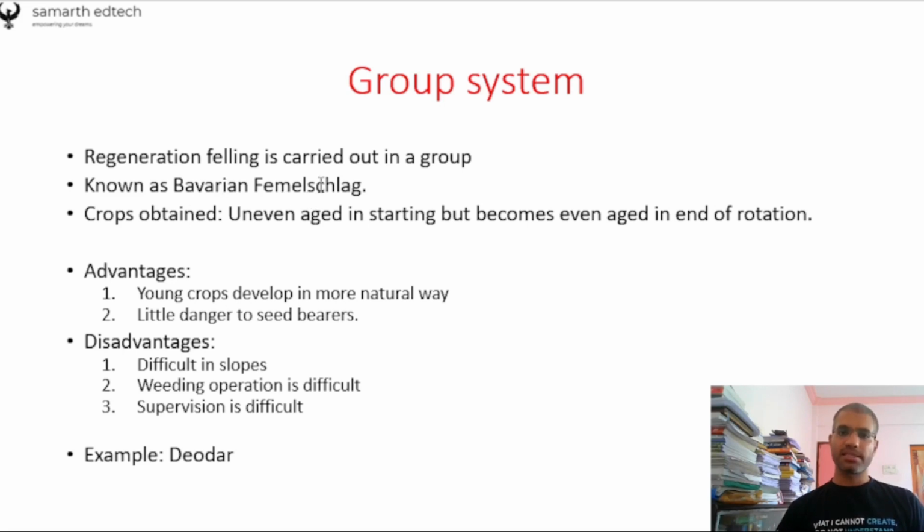Kindly remember this name, or try to remember it and try to reproduce it in your examination paper, because it is a German terminology. All the silvicultural operations have been designed by German scientists, and that's why the names of the silvicultural operations turned out to be in German language. So kindly remember this particular name.